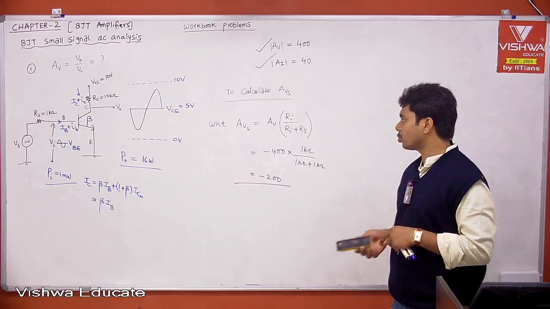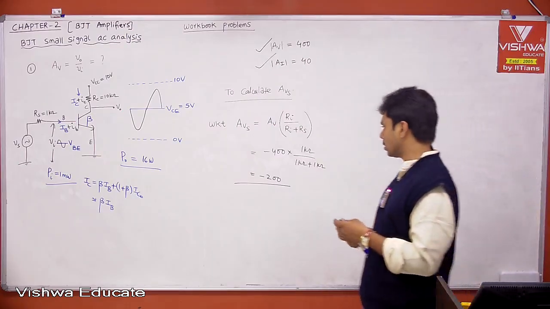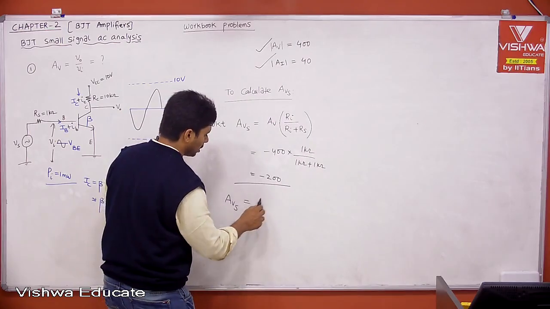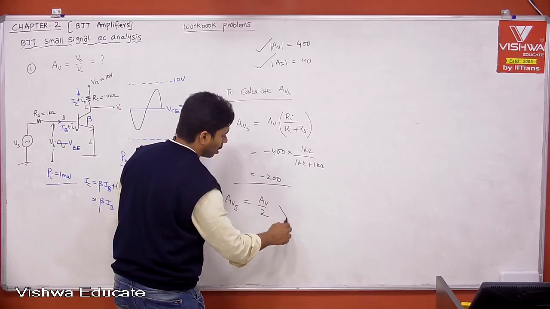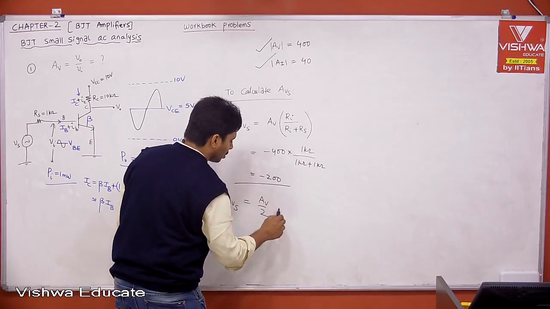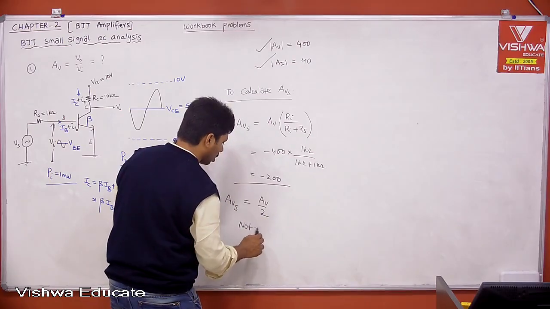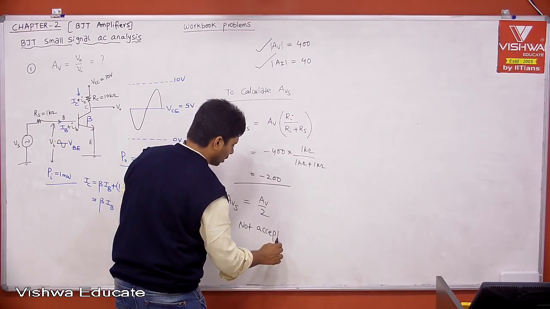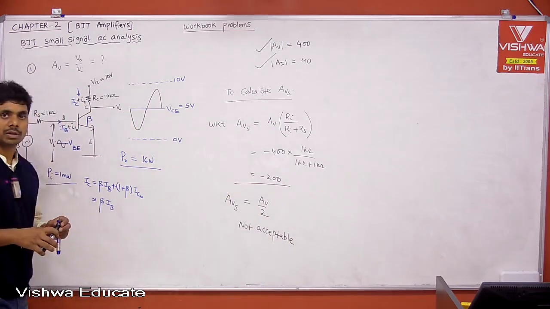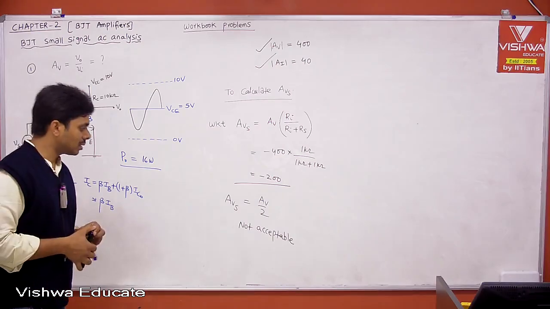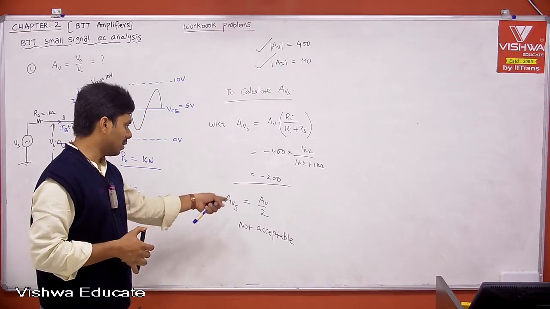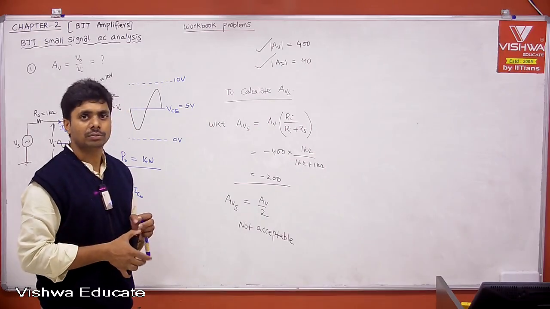Therefore, this is minus 200, which is not acceptable. Your Avs is now Av by 2, not acceptable. It's not that it is wrong; the meaning is that it is not acceptable. Half of the gain reduction is not acceptable. For that we need to do something. We are the designers; if you are the design engineer, Avs equal to Av by 2 is not allowed.